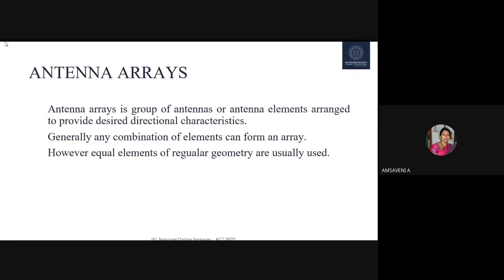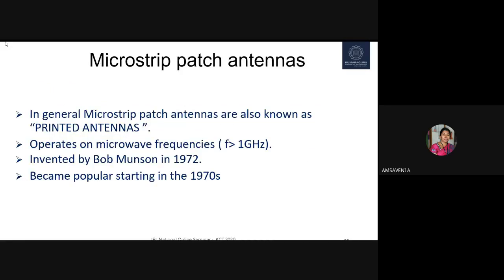Then we have antenna arrays, which we have already seen. Then we will see the microstrip patch antenna. The microstrip patch antenna is widely used nowadays. This antenna is the base for many antenna designs, and it is otherwise called a printed antenna. It operates at microwave frequencies, that is above 1 gigahertz. It was invented by Bob Munson in the year 1972.